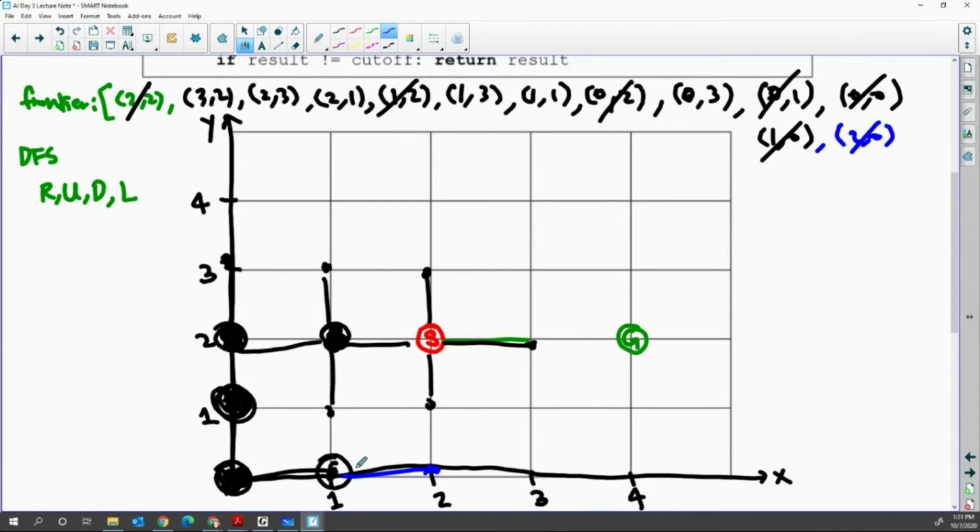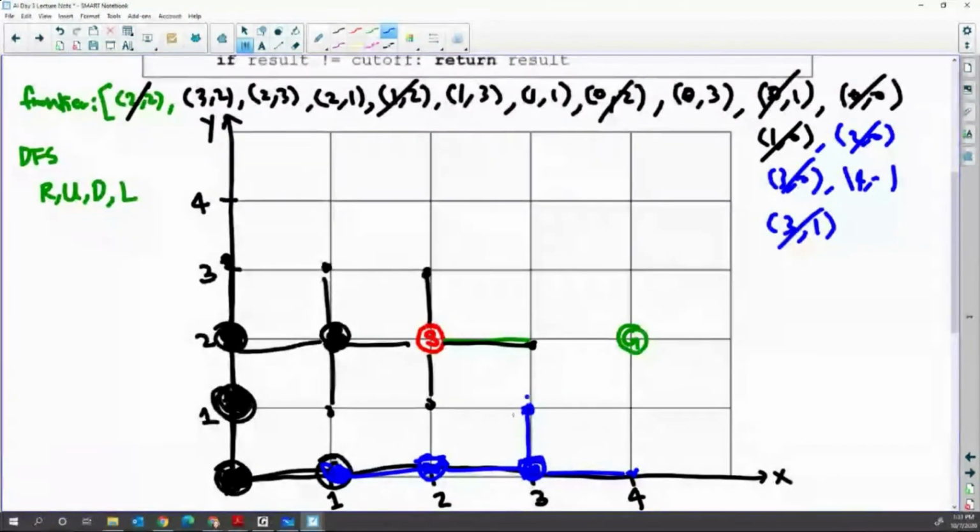Now 2, 0 is popped. Then it can go to the right. So 3, 0 is added, but cannot go up, cannot go down, cannot go left. Then now 3, 0 is popped. Then I can add 4, 0. Then I can add up. Now I can go up. So 3, 1. Then 3, 1 is popped.